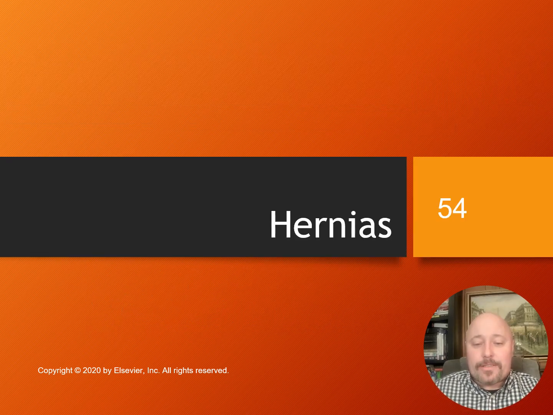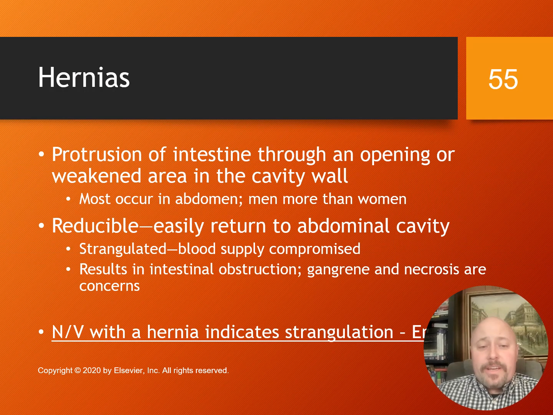Let's talk hernias. A hernia is a protrusion of intestine through an opening or weakened area of the cavity wall. Most occur in the abdomen and also occur more in men than women. Some are reducible, meaning they're easily returned to the abdominal cavity.